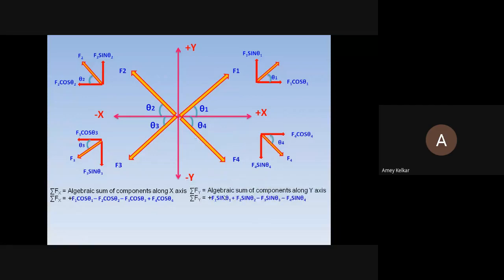So what will be that? F1 sine theta 1, vertical going upwards, so positive. F2 sine theta 2, again vertical going upwards, this is positive. The next is F3 sine theta 3 coming downwards, negative. And F4 sine theta 4 again coming downwards, negative. So this is how now we have got from the definition.